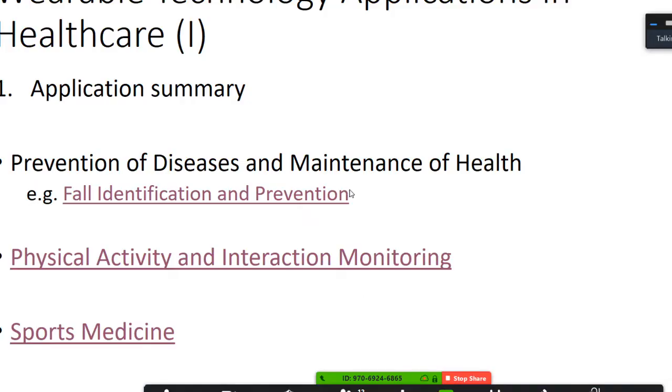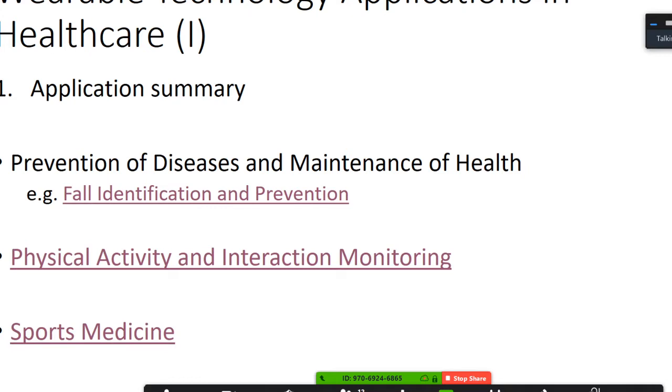So this is another thing used for sports medicine or even for patient monitoring. So we can analyze the gait of the person. For example, when you do fall detection, it's easier. But if you want to do fall prevention, it's a little hard. Because fall detection is when a fall happened, you need to detect that it happened. But if you want prevention, you need to predict.